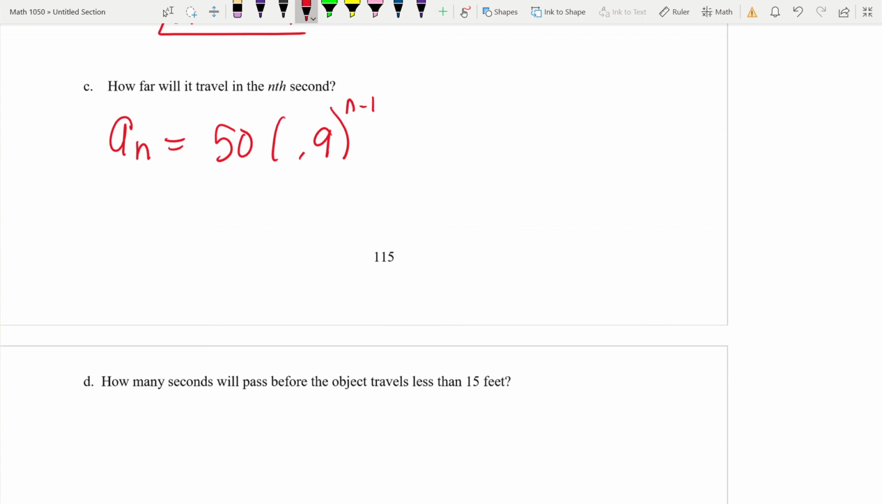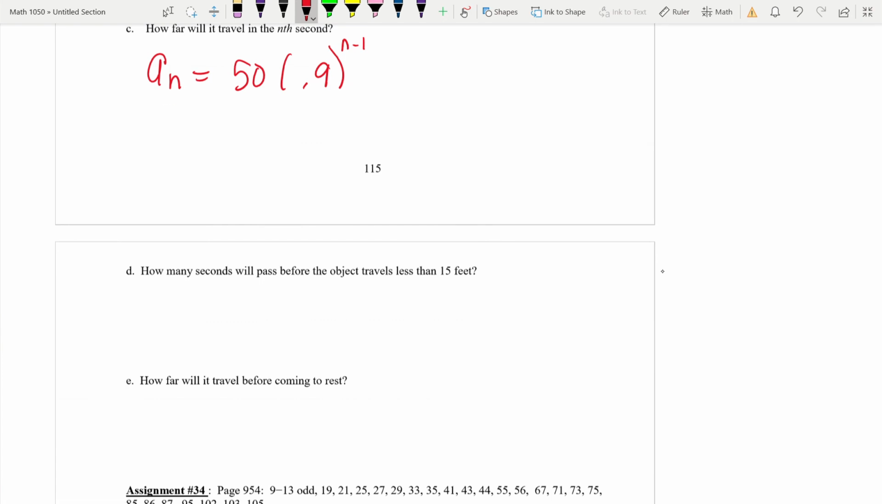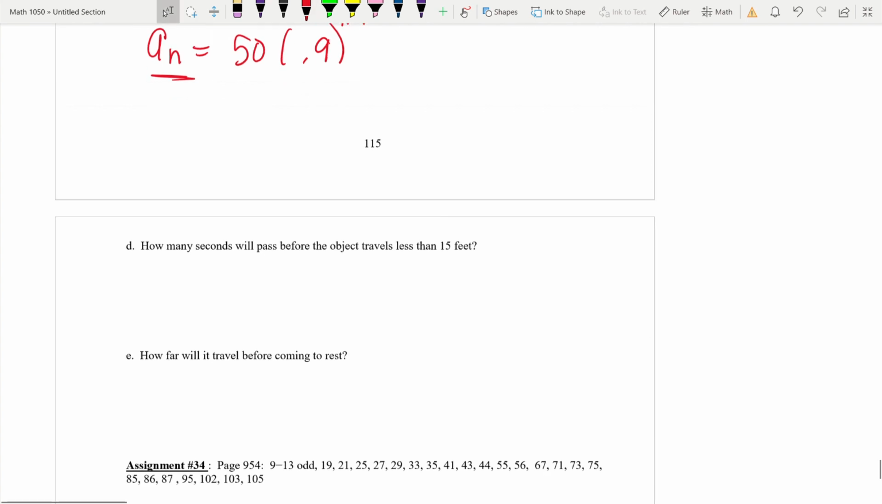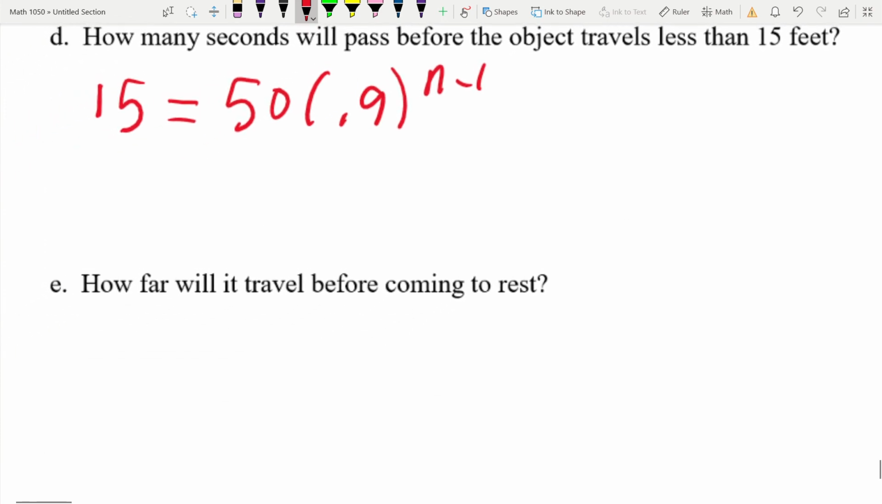Okay? How many seconds will pass before the object travels less than 15 feet? Okay? So 15 feet, that's your a sub n. I'm just going to put it right here. So that's the formula for a specific term. Okay, I want to know when the term is going to be less than 15. So I'm going to do 15, and then I'm actually going to make it an equal sign. Is equal to 50 times 0.9 to the n minus 1. So there's my setup right there.